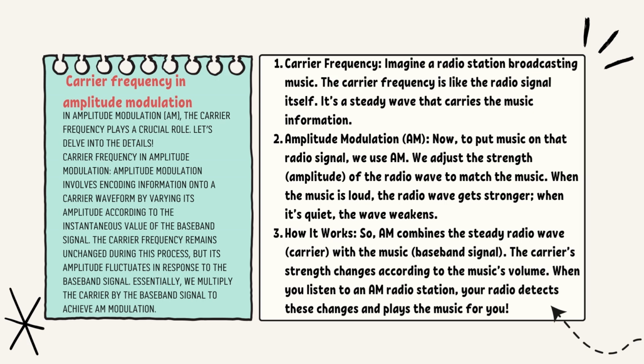So now let's see amplitude modulation. To put the music on that radio signal, we use amplitude modulation. We adjust the strength, the amplitude, of the radio wave to match the music. When the music is loud, the radio wave gets stronger. When it's quiet, the wave gets weaker. So how does it actually work? Amplitude modulation combines the steady radio wave carrier with the music baseband signal. The carrier strength changes according to the music's volume. When you listen to an amplitude radio station, your radio detects this change and plays the music for you.